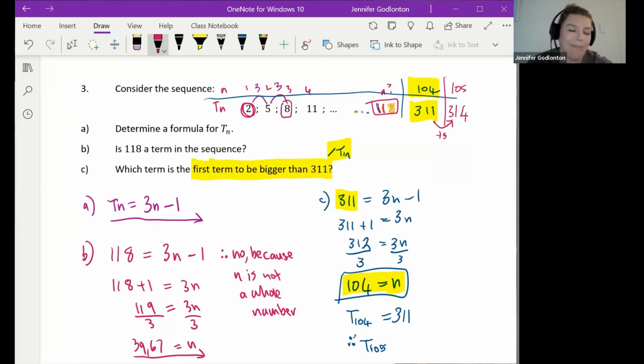So, ma'am, would I lose marks for writing it the way I did? Because I wrote C equals 105, and then a line, and then 314. That would be fine, but it would be better for you to write it as T105. Did you write T? Then you're fine. No, I just wrote 105. Okay, so next time just write T, because then you're saying term 105, and it's not ambiguous at all. Okay, nice work, guys.